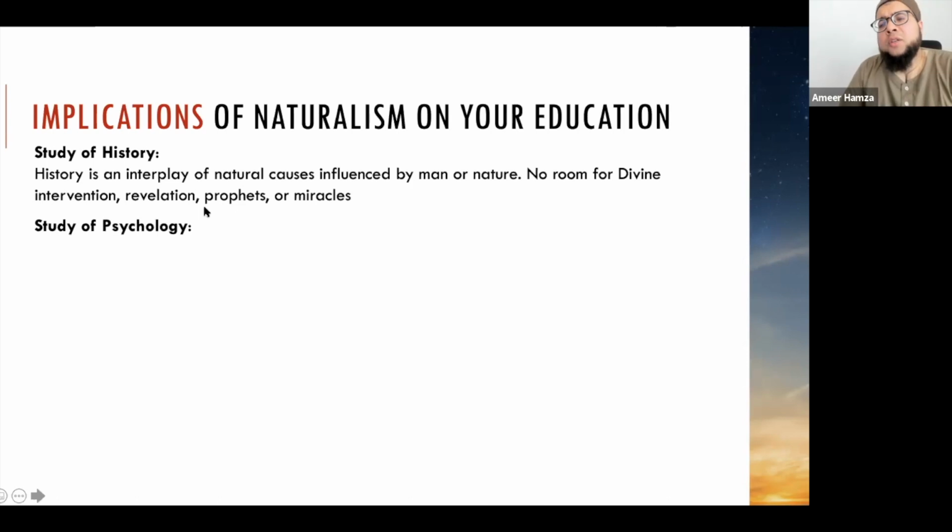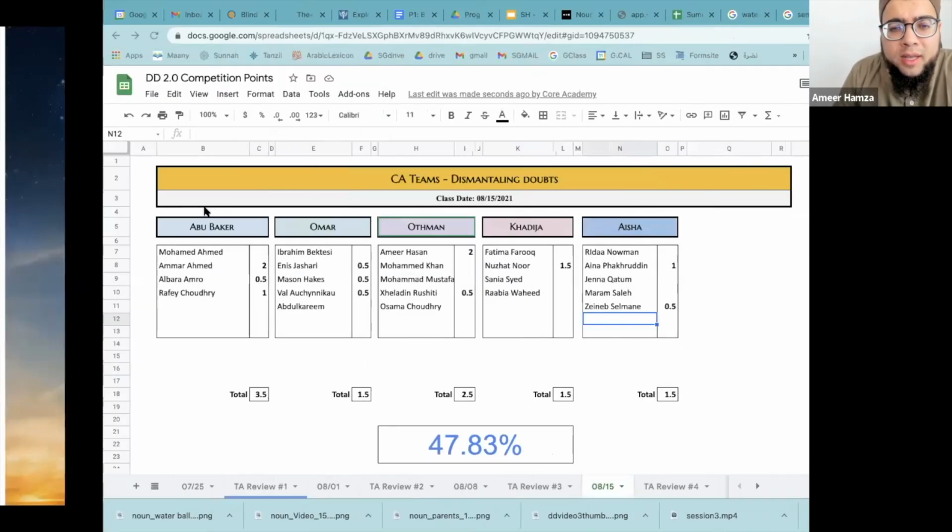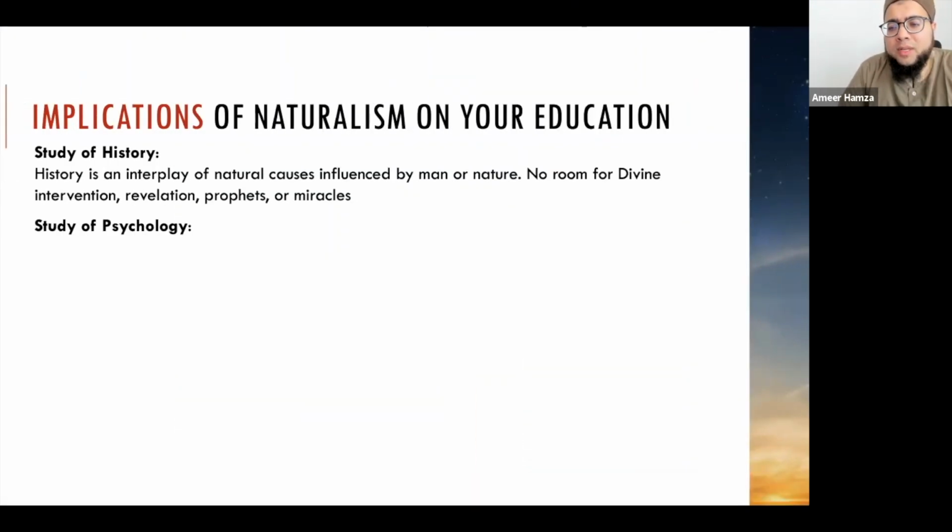Study of psychology. Team Rahman, help me out. How would a naturalist study psychology? Jalaluddin, what do you think? They would study it as an evolution-based subject. We evolved, and that's their justification for it. Very good. Your mental features are all evolved. So that's definitely one thing. Anything else someone wants to add here?